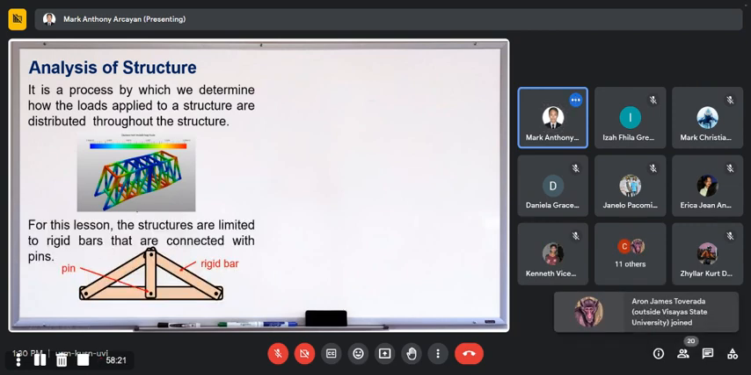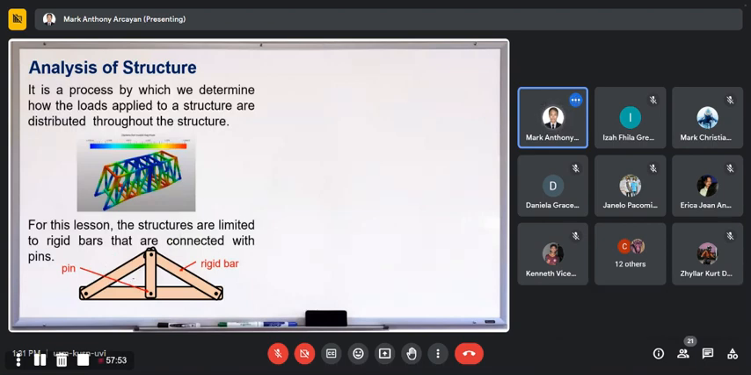Now for this lesson, atong gihatagan og scope ang structures, no, kay when we say structure tagana siya, so it consists of mga different members, structural members. It could be bolts, nuts, angle bars, welded joints, so on and so forth. So for the purpose of simplicity, we will only limit our structures to rigid bars that are connected by pins.